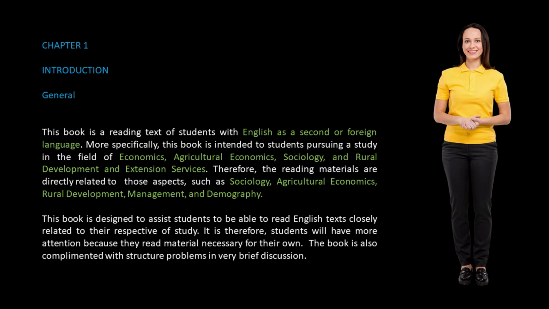More specifically, this book is intended for students pursuing a study in the field of economics, agricultural economics, sociology, rural development, and extension services. Therefore, the reading materials are directly related to those aspects, such as sociology, agricultural economics, rural development, management, and demography.